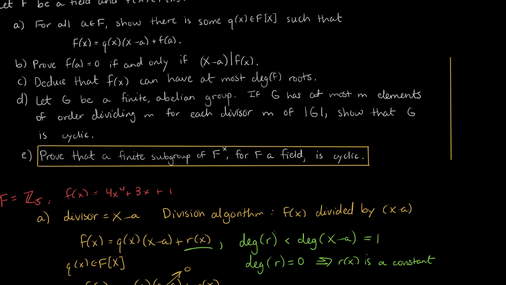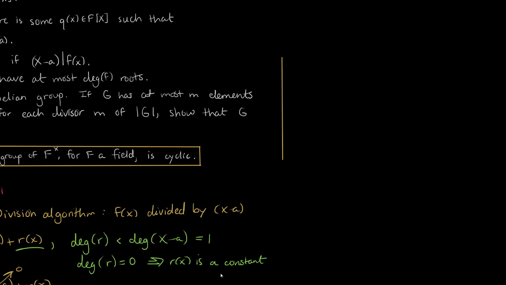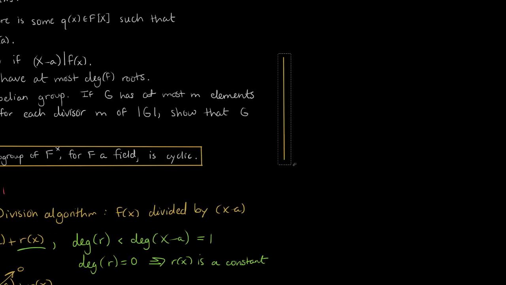Now, how can we tie this all together, tie together our result about roots and our results about Abelian groups to show the final fact that a finite subgroup of F star is cyclic? And let's do that right here. Get rid of this line. All right, let's do that.